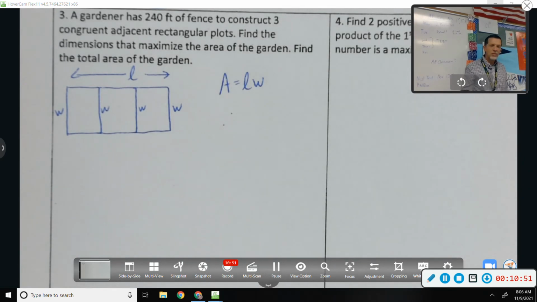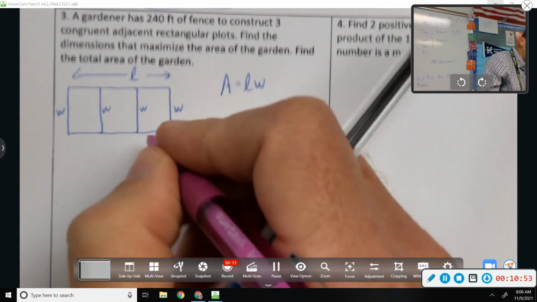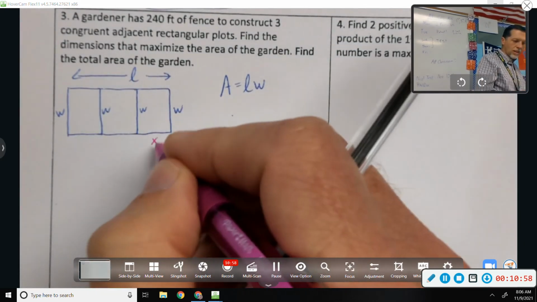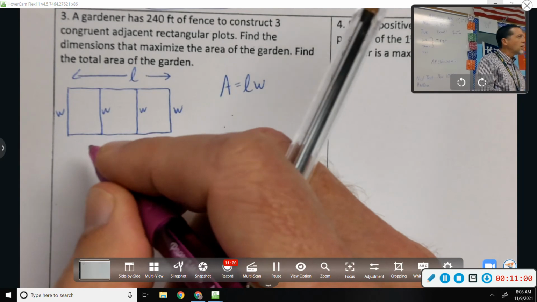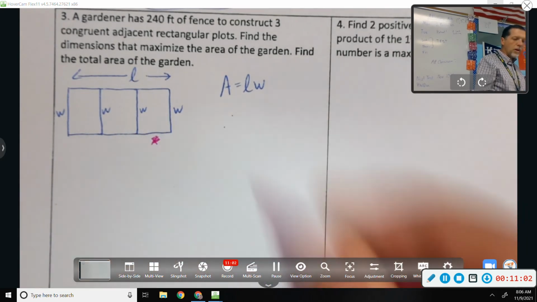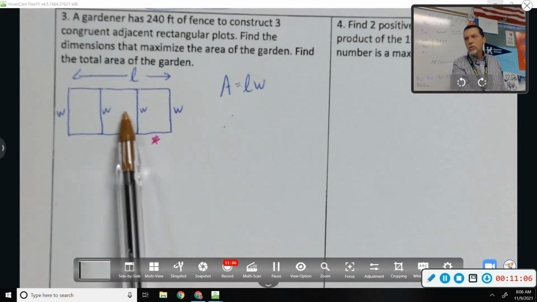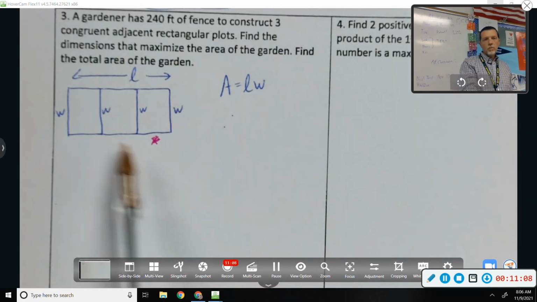Does that make sense? Some people are going to call this X, but then their area would be XW times 3. So if you're comparing with friends, you've got to be careful. Make sure you set it up the same way. This is how we usually set it up together, so we're probably all close to this.